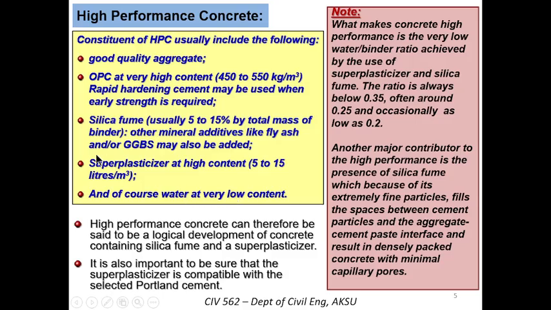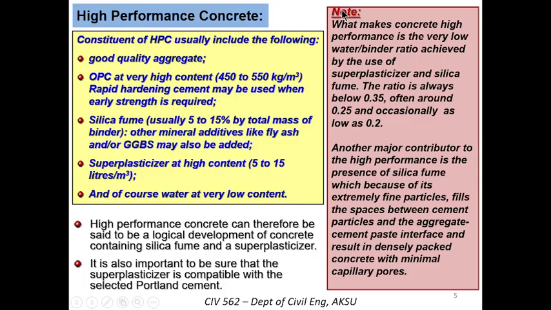Because of the presence of superplasticizer and silica fume, you can use water at a very low content and still achieve the required workability. And so high performance concrete can therefore be said to be a logical development of concrete containing silica fume and a superplasticizer. It is also important to be sure that the superplasticizer is compatible with the selected Portland cement. Don't just use any superplasticizer. Make sure they are compatible with the selected Portland cement.